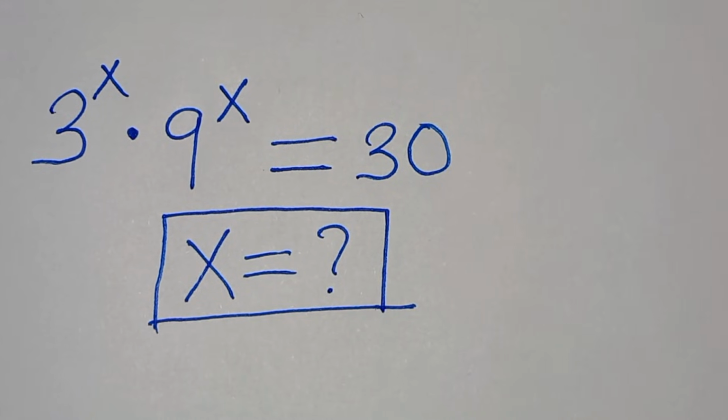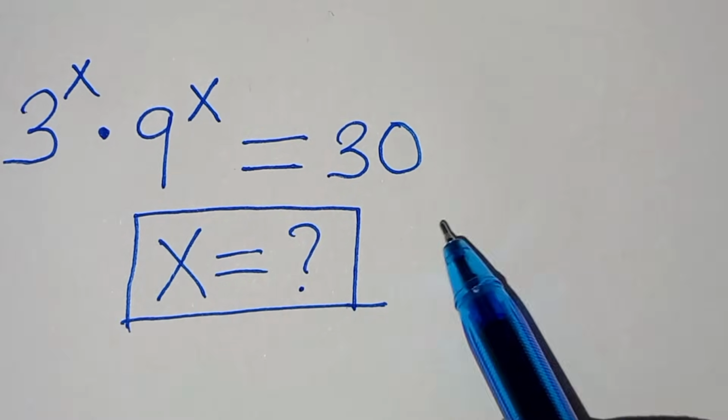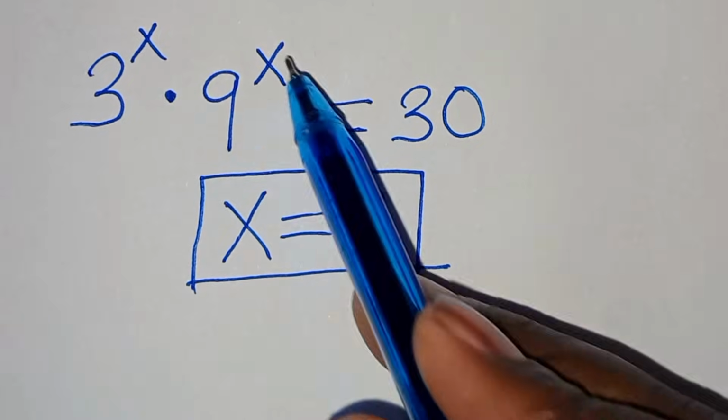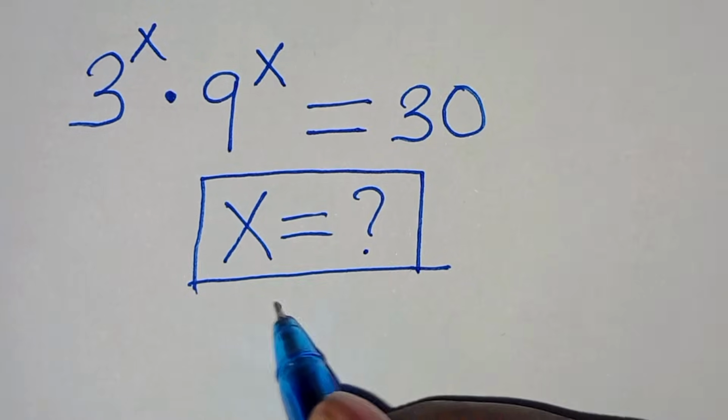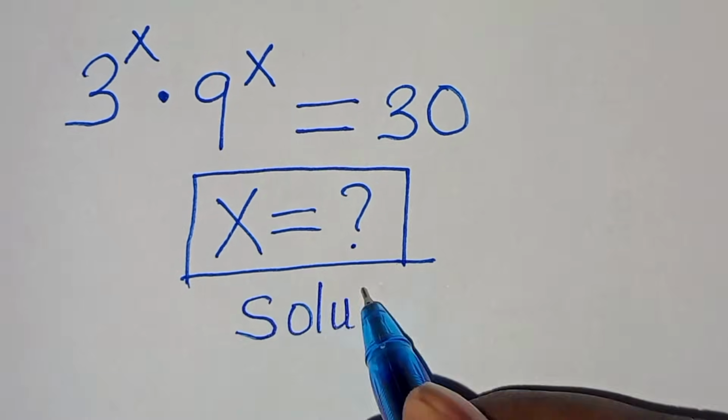Hello everyone, you're welcome to solve this nice exponential equation, which is 3 to the power of x times 9 to the power of x. This is equal to 30. So what is the value of x? Now let's provide a solution from here.